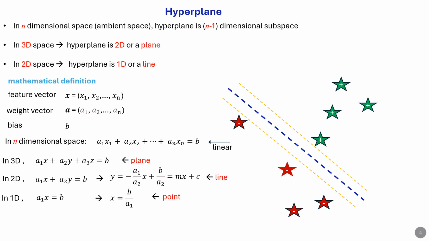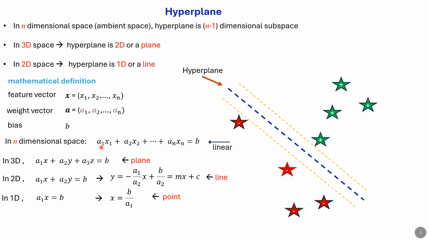Understanding the concept of a hyperplane is essential to grasp how hinge loss works. In n-dimensional space, a hyperplane is an n-1 dimensional subspace. Therefore, in 3D space, a hyperplane is 2D or a plane. In 2D space, a hyperplane is 1D or a line. The mathematical definition of a hyperplane is given by a linear equation.